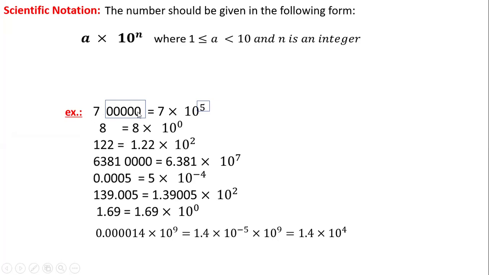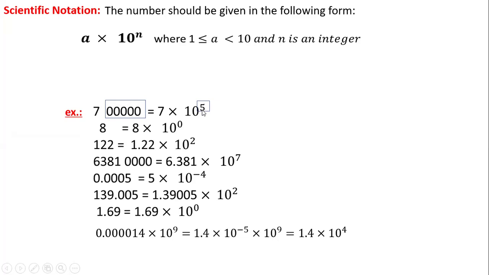This is a whole number, and as you know, any whole number has a point at the end, so the point is here. Where can I put the point in this number so I get a number between 1 and 10? I should put the point here to get 7, since 7 becomes a number between 1 and 10. So how many digits did I move the point from here until it becomes near 7? I moved it 1, 2, 3, 4, 5 digits. So I write 10 to the power 5.